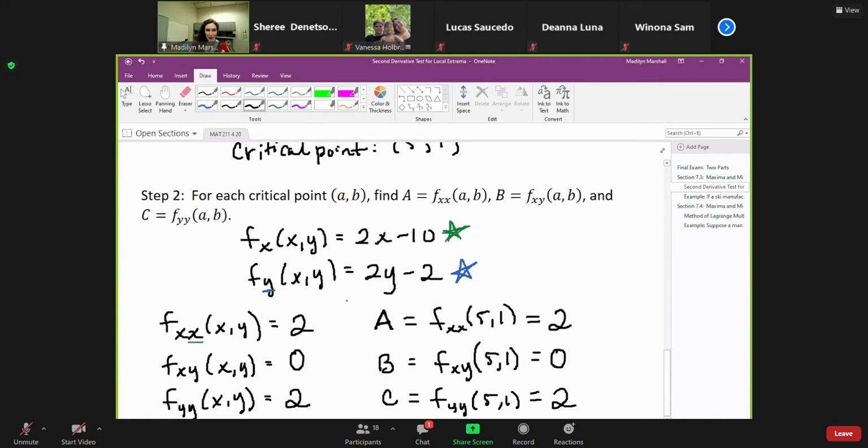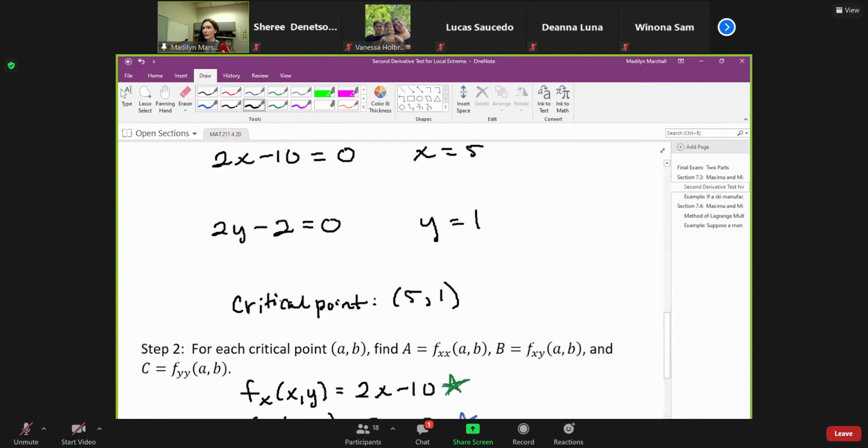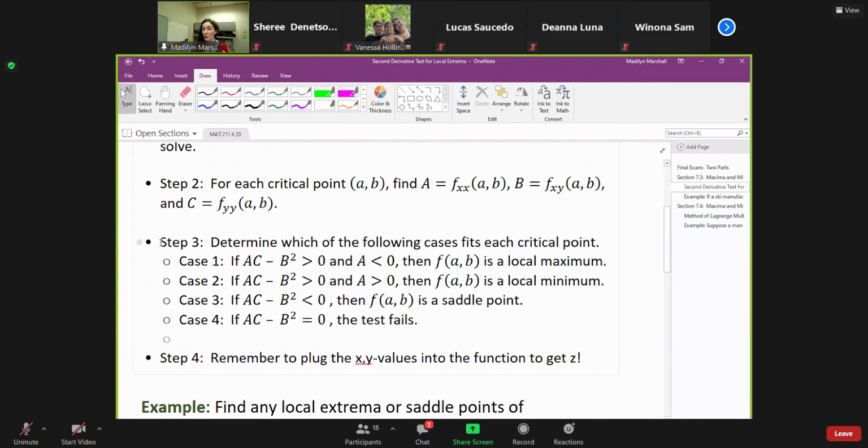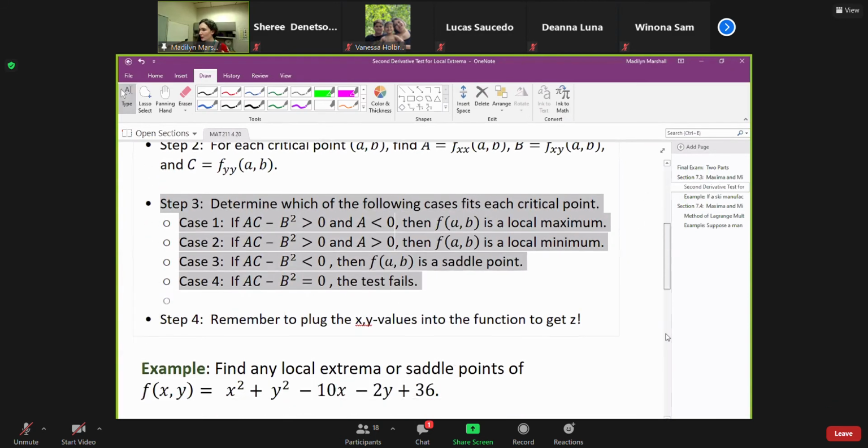So that's step 2, is finding this A, B, and C, which uses those second order partial derivatives. So I'm going to bring down step 3 because it is a long step. The work we have to do is not long, it's just long when it's written out.